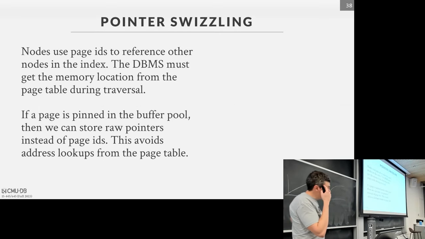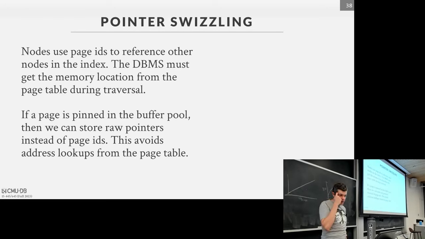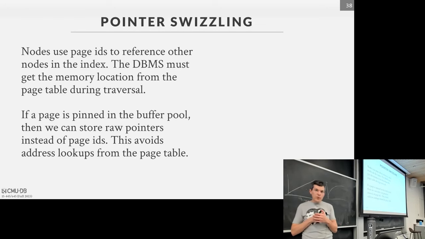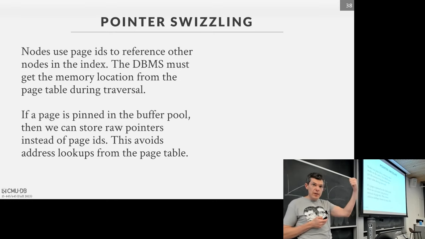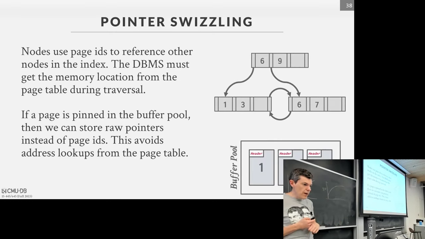All right, so pointer swizzling is a common technique that's going to allow us to minimize the amount of lookups we have to do in our buffer pool's page table. Because again, when we are traversing the tree structure, what I keep calling our pointers are really page IDs. So I have to go to the page table and say, okay, if this page exists, give me the pointer to it, right?